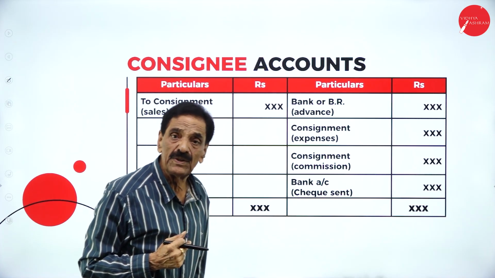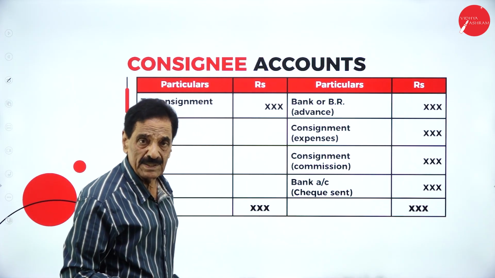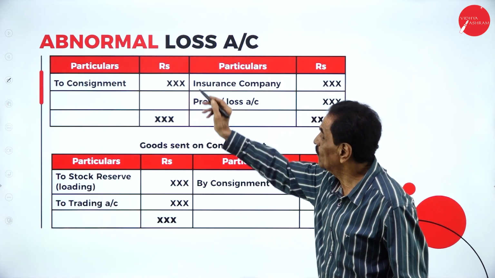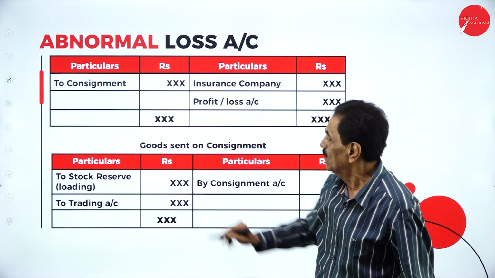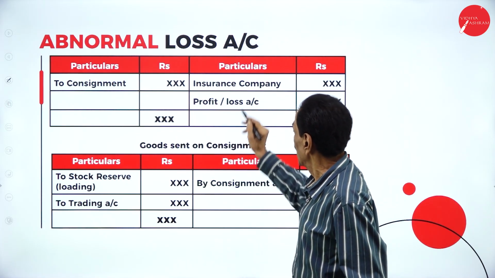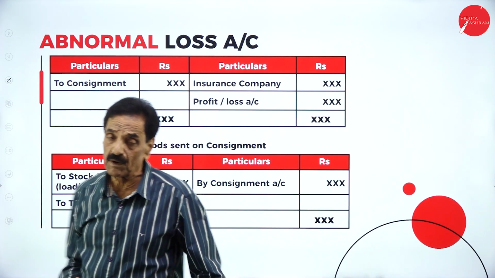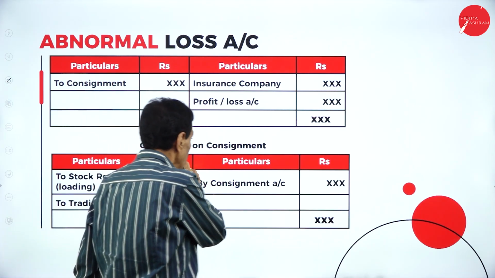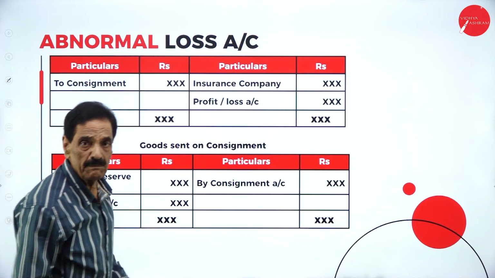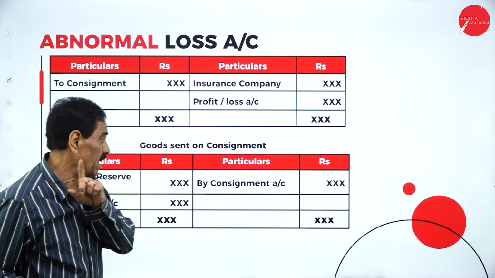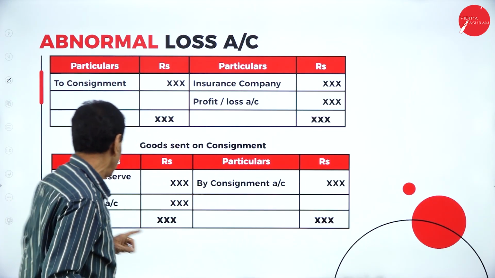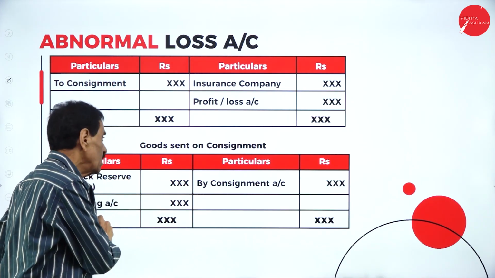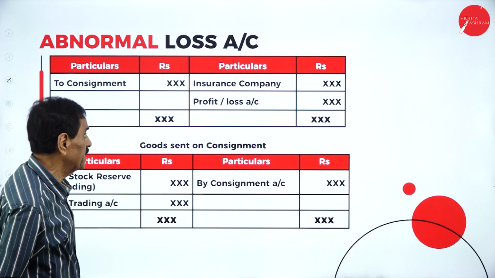If you want, we can check the entire balances. If there is an abnormal loss, if there is any accident, you have to calculate the abnormal loss. The total loss occurred here, and how much we received from the insurance company, you have to write. The difference is called profit and loss account. When the goods are sent on consignment at invoice price, you have to write consignment account, stock reserve. I will explain this. Stock reserve to trading account, whatever the difference comes.